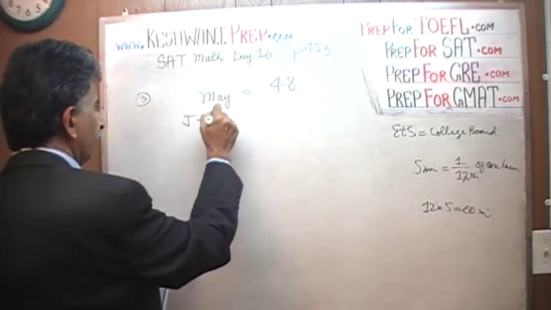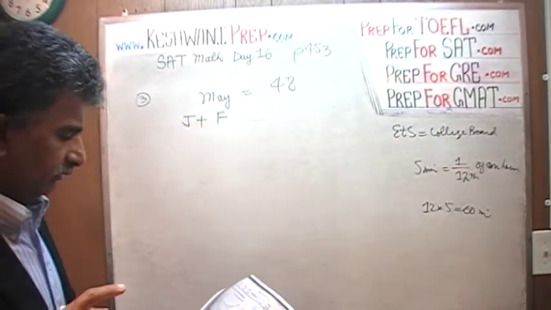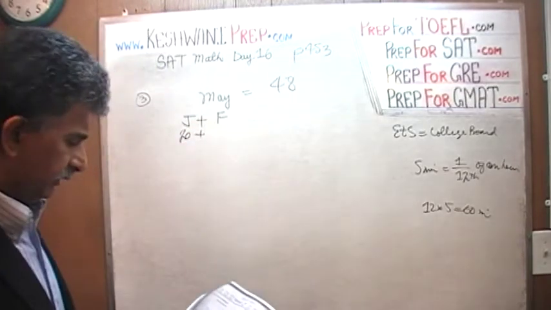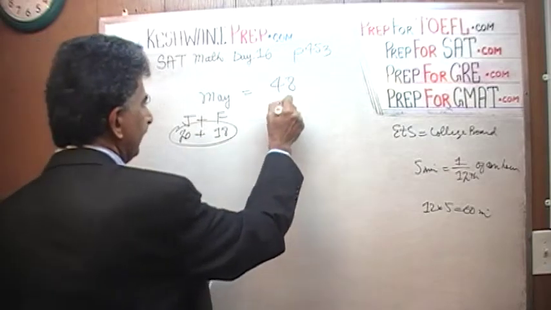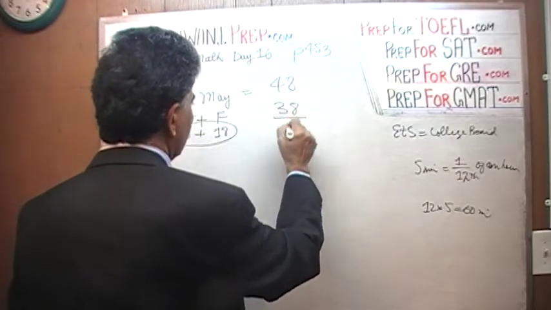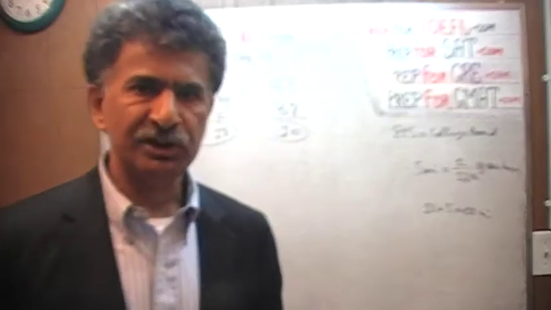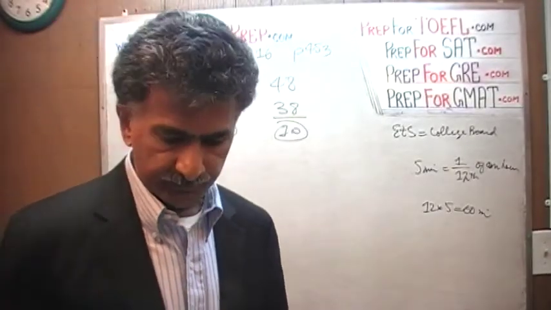January and February. In January, if you look at the chart again one more time, it shows that she sold 20. And in February, she drops to 18. 20 plus 18 is 38. Therefore, she sold 10 more cars in May compared to what she sold in January and February combined. That's all. The answer is A.